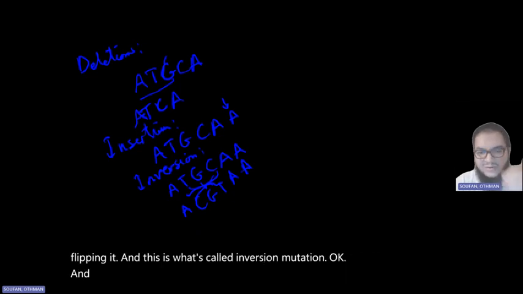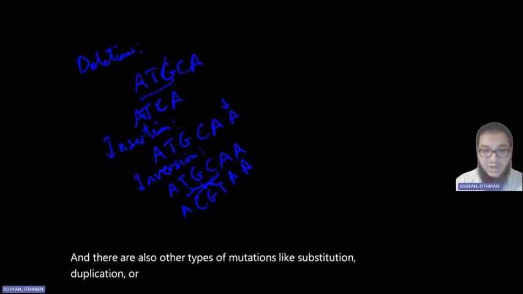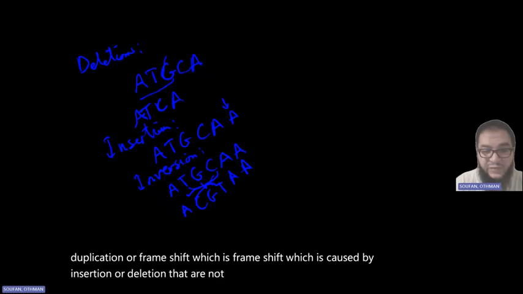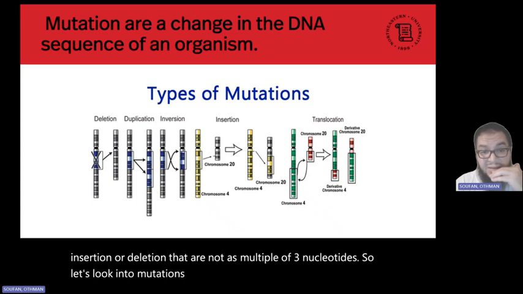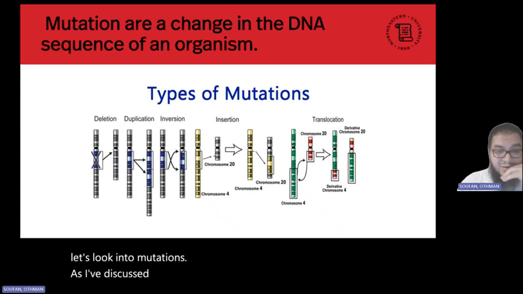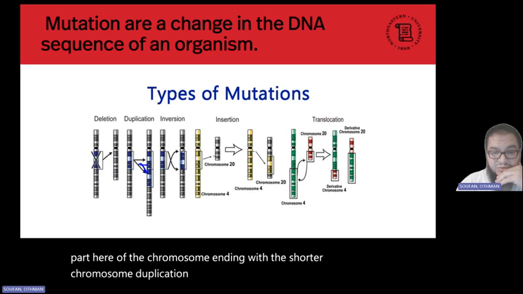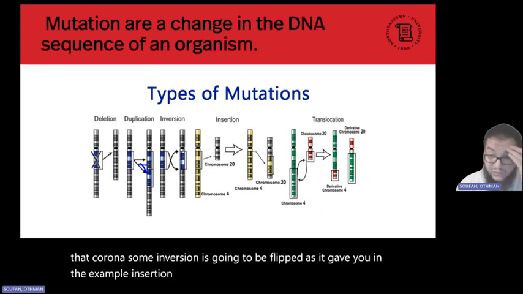And there are also other types of mutations like substitution, duplication, or frame shift, which is caused by insertion or deletion that are not a multiple of 3 nucleotides. So let's look into mutations. As I've discussed already, there is deletion. We're taking some part of the chromosome, ending with a shorter chromosome. Duplication may lead to expansion of that chromosome. Inversion is going to be flipped, as I gave you in the example. Insertion, and so on and so forth.